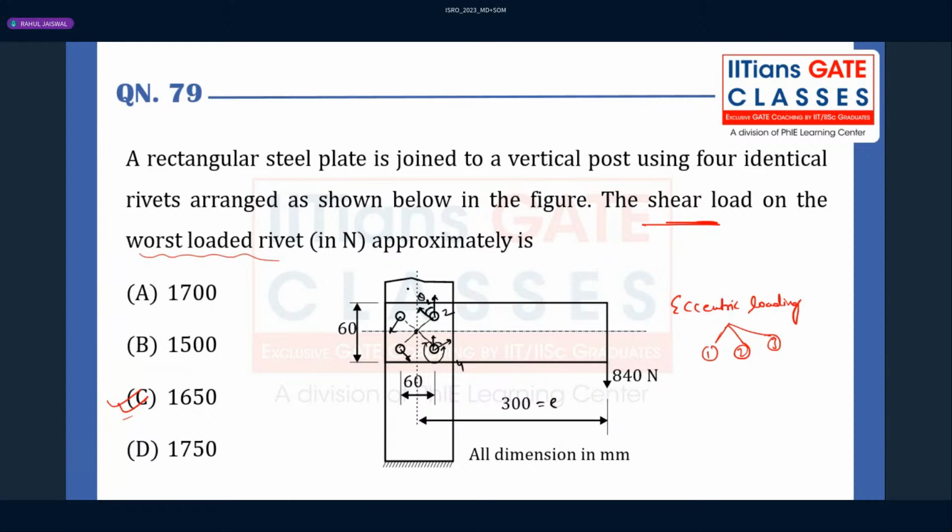So the worst loaded rivets will be 2 and 4. If you want to name them, you can give 1, 2, 4, 3. So the worst loaded rivets will be 2 and 4. It is quite clear also, because 2 and 4 are very much nearer to the 840 Newton load, while 1 and 3 are far away from the 840 Newton. Right? Thank you all.